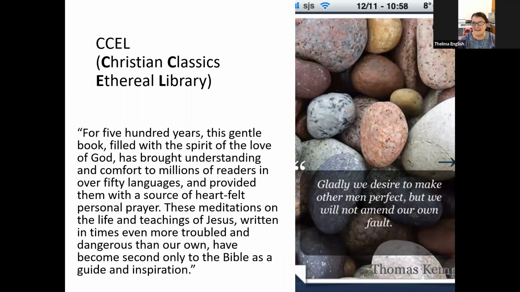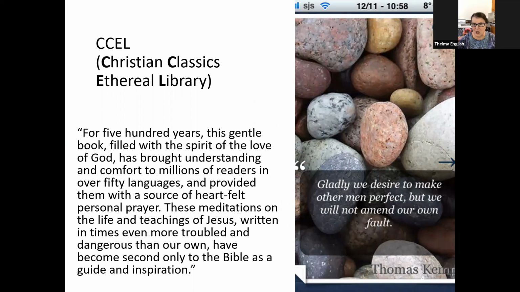For 500 years, this gentle book, filled with the spirit of love of God, has brought understanding and comfort to millions of readers in over 50 languages and provided them with a source of heartfelt personal prayer. These meditations on the life and teachings of Jesus, written in times even more troubled and dangerous than our own, have become second only to the Bible as a guide and inspiration.